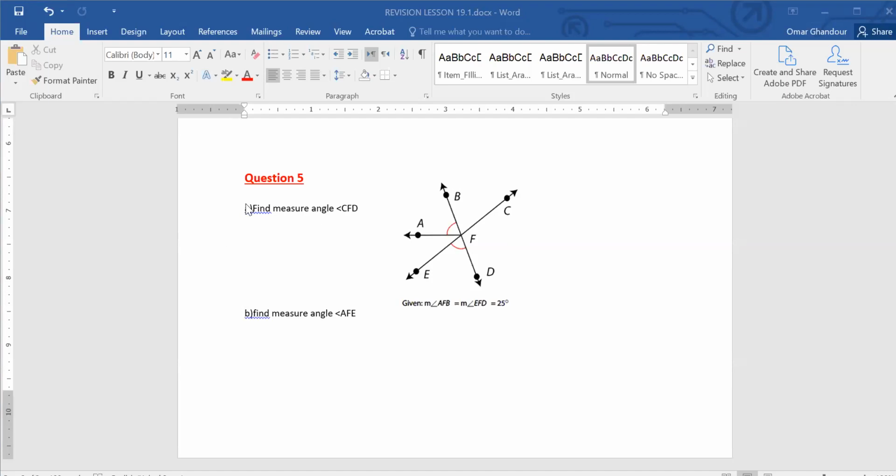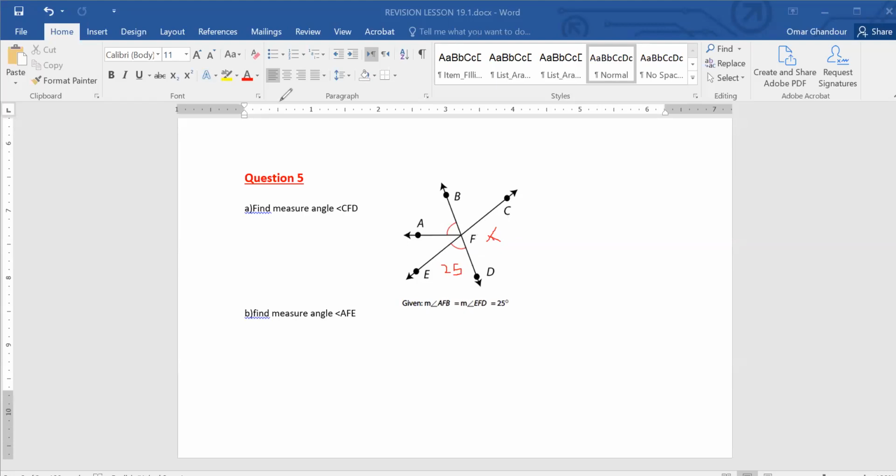Okay, so let's do question A. In question A, you were required to find CFD. So who has an idea about how I can find CFD? Yes, Amani. Okay, so angle EFD is found, it's 25 degrees. So 25 plus x equals 180. This angle is 25, and you named this x. And you are saying they are 180 degrees. Why? Because they form a straight line. They are a linear pair. Exactly.